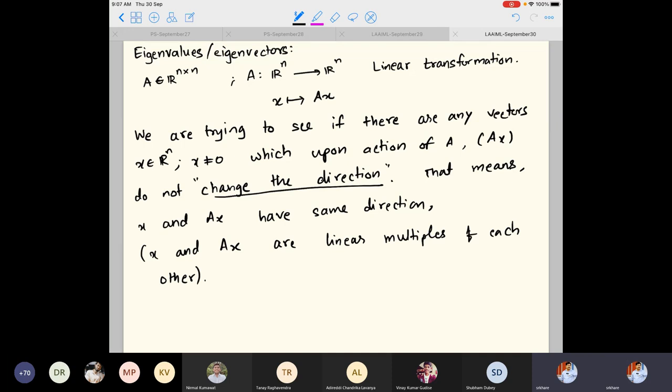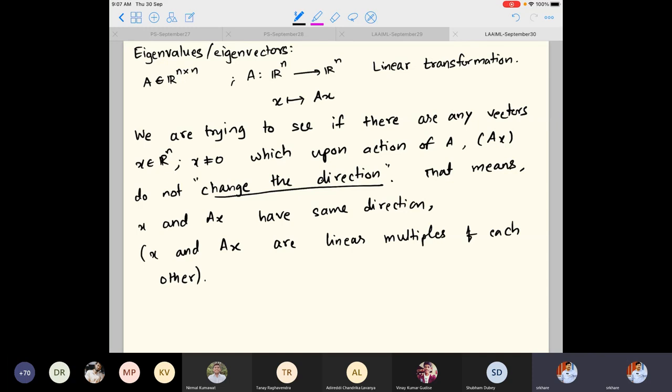What are we trying to do? We are trying to see if there are any non-zero vectors which, upon action of A, do not change direction. It might be possible that x always goes to a different direction, but sometimes certain special vectors will not change their direction even after action of A. That means that x and Ax have the same direction; in other words, they are linear multiples of each other. If you find such an x, that x is special.